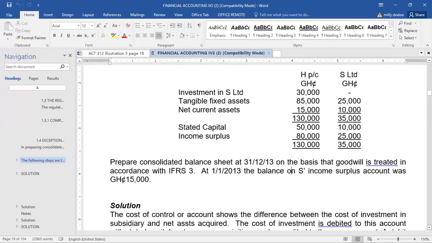Number three, we test for impairment. When we say impairment, it means that we want to know whether goodwill has suffered a loss. The reputational loss of the company is called impairment. So we want to find out if the brand name of the company has suffered a loss. Are you getting it? Maybe there was a scandal during that time and something happened.